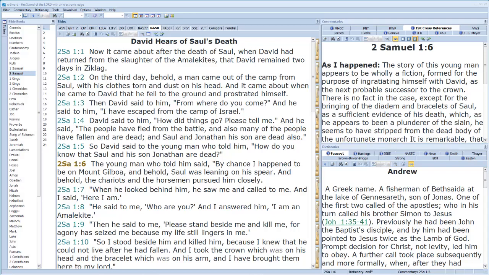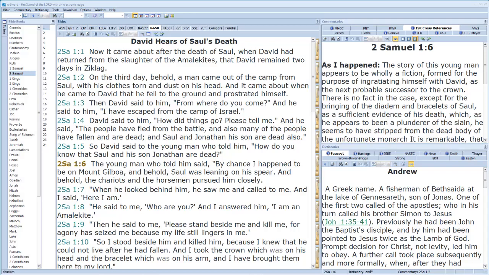And he turns to me and says, come over here. And he asks me, who are you? In verse 8, he says, and I answered him, I am an Amalekite. And so he points out that he's an Amalekite. And verse 9 says, then he said to him, please stand beside me and kill me, for agony has seized me, because my life still lingers in me.